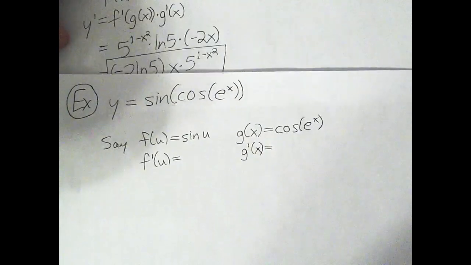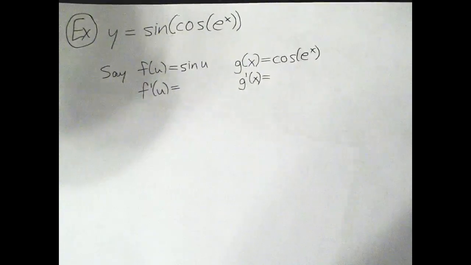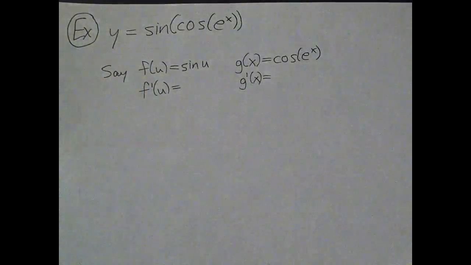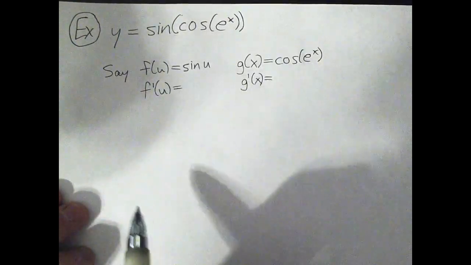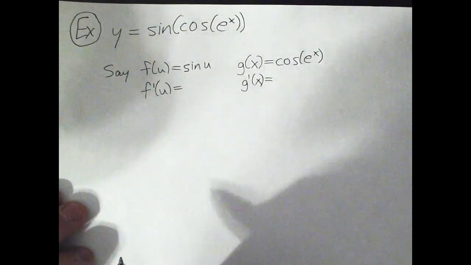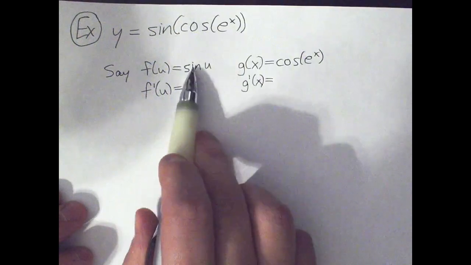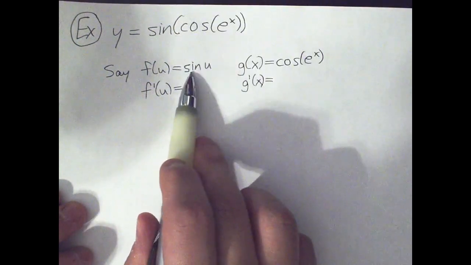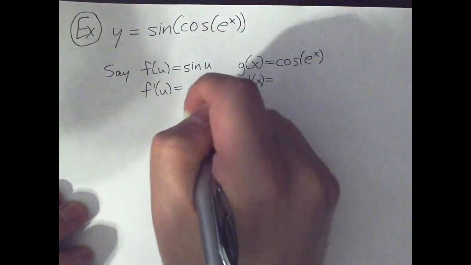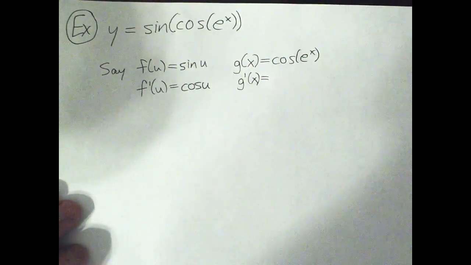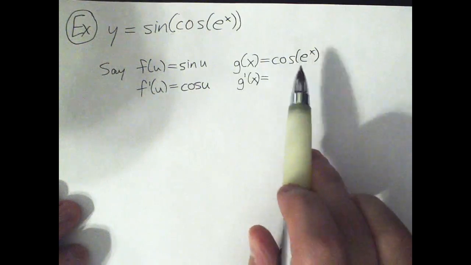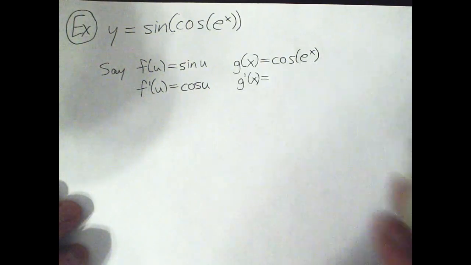Sometimes I find g first, sometimes I find f first, just whichever one seems easier to you. And for the derivatives, g prime and f prime, find whichever one you want first. Doesn't matter, because you're going to need to find both anyway. How about we find f prime first? That looks easier. Derivative of sine is cosine, so this is cosine u. So we got the easy one out of the way. What's the derivative of this? Cosine e to the x.